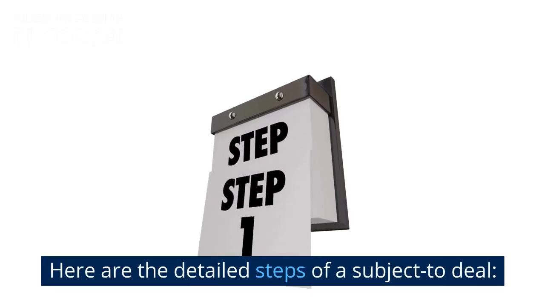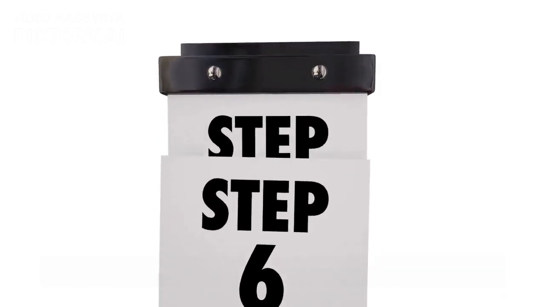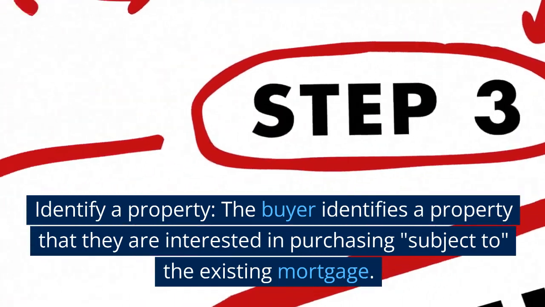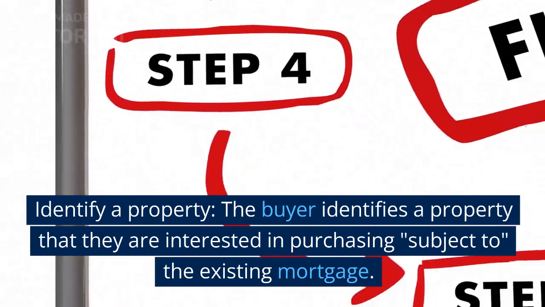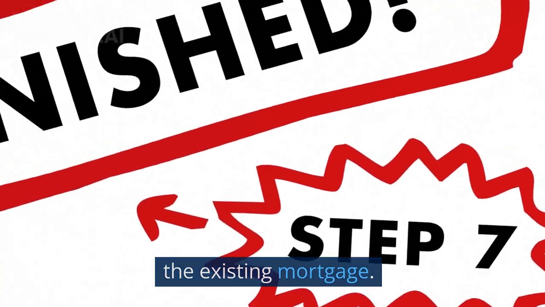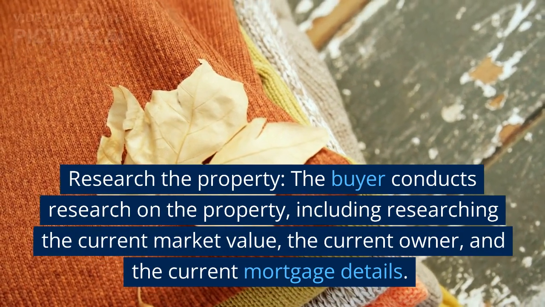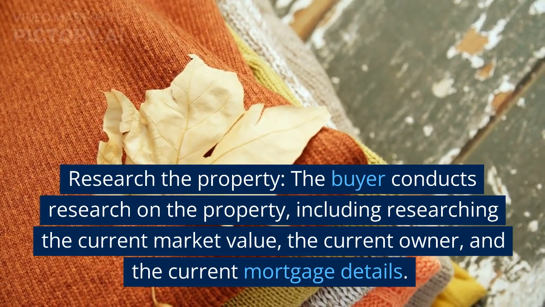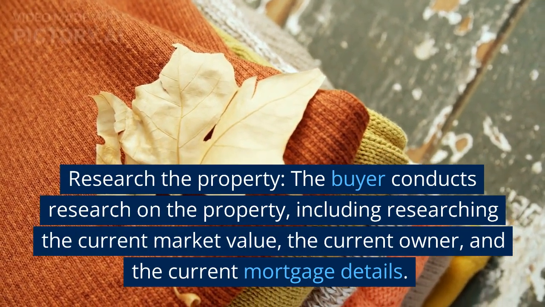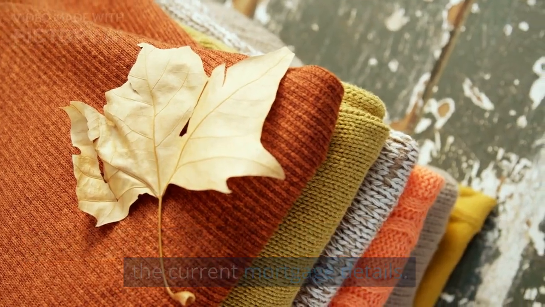And here are the detailed steps of how a subject-to deal works. Step 1, identify a property. So the buyer needs to identify a property that they're interested in purchasing, in this case subject to the existing mortgage. And then, just like any other real estate transaction, they need to research the property. The buyer conducts research on the property, including identifying the current market value and researching the current mortgage details.